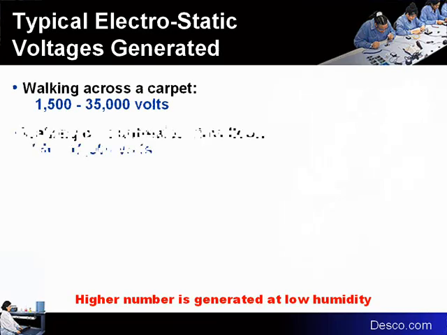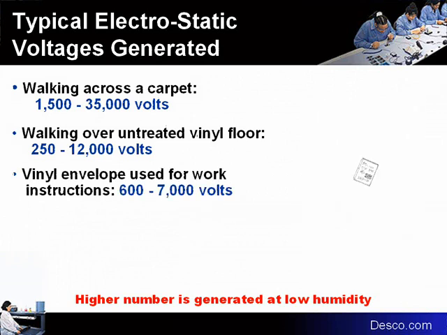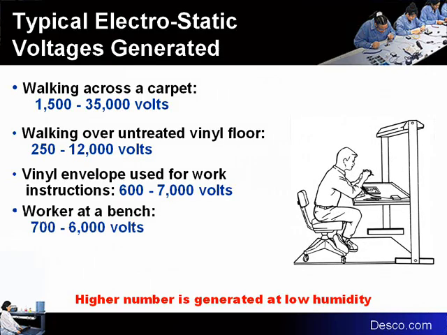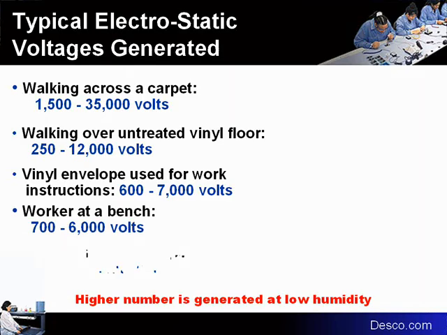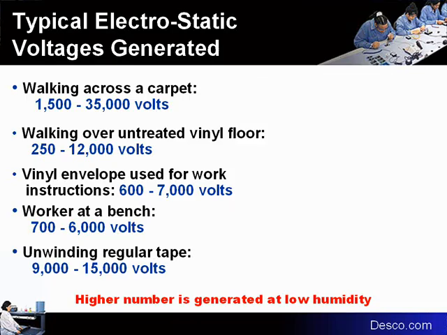These are some typical examples. Walking across a carpet, you can get up to 35,000 volts. Walking over untreated vinyl floor, up to 12,000 volts. Vinyl envelopes or plastics at the workbench with instruction sheets, up to 7,000 volts. Even an operator just moving around on his chair at a bench can generate as high as 6,000 volts. Unwinding regular tape, also at a workstation, can generate up to 15,000 volts.